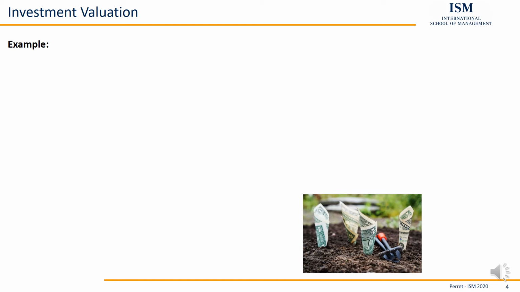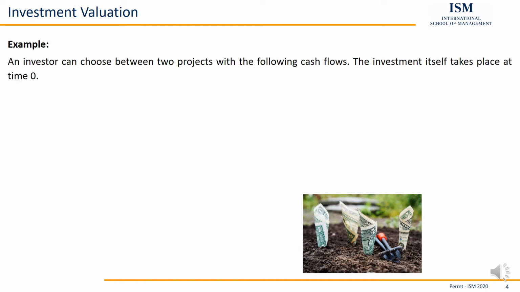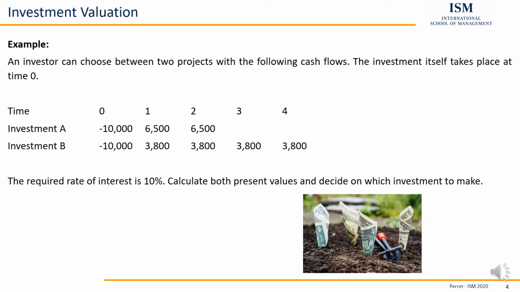Then we can take a look at an example. Here we have an investor who can choose between 2 projects with the following cash flows. The investment itself takes place at time 0. So I'm going to invest today, and either I'm investing in investment A or investment B. If I go with A, I will get costs of 10,000 today. That's why it's at 0: minus 10,000. But I will get a return of 6,500 after 1 year and another 6,500 1 year later.